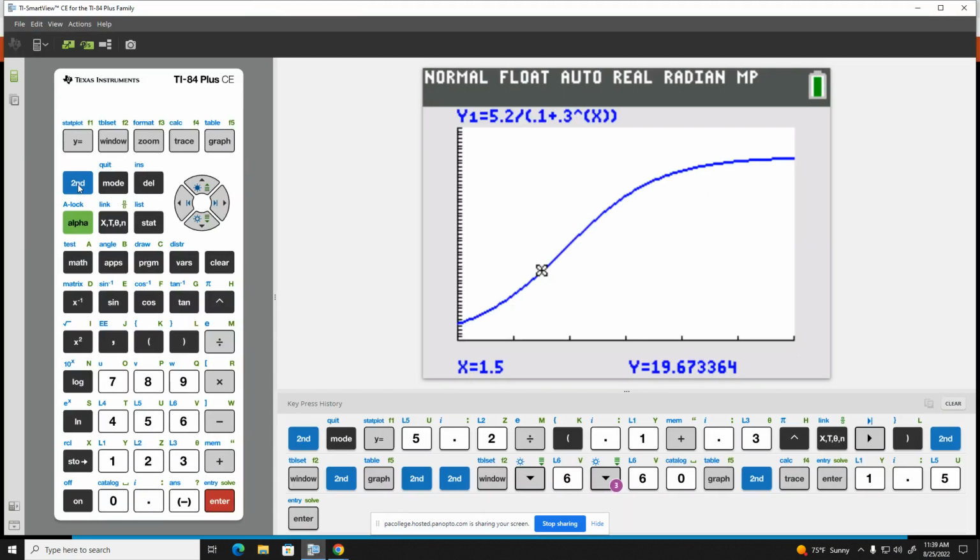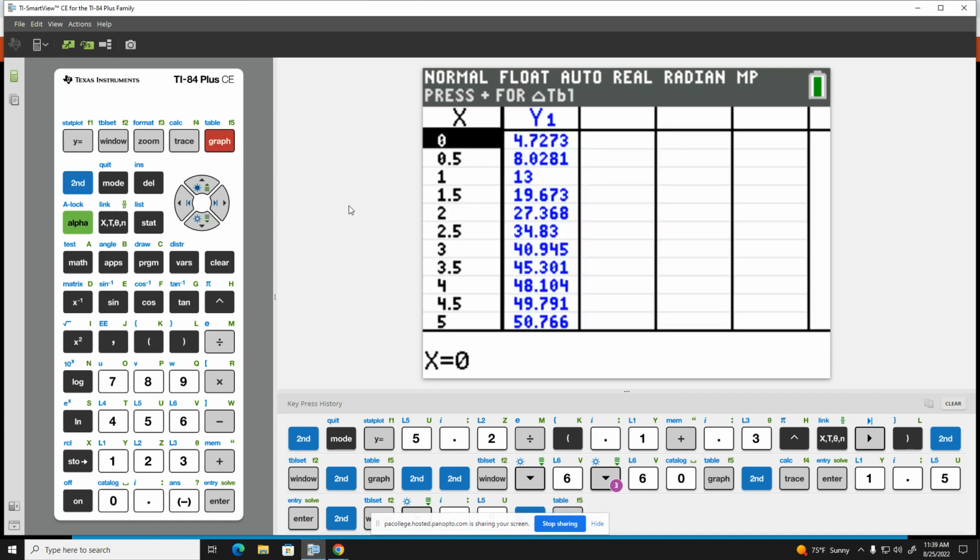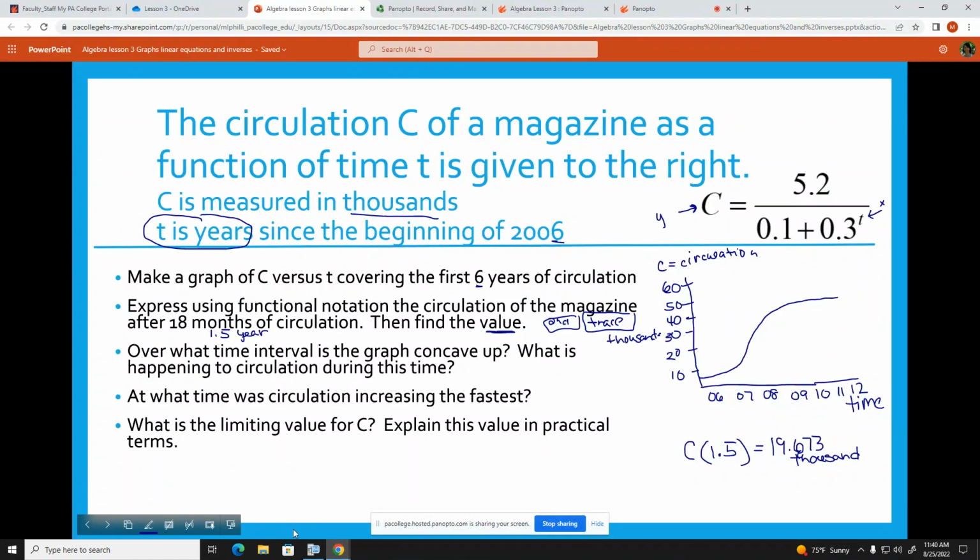So I can do what I've been doing. So second table setup, started at 0, and I want to see at 1.5. So I'm going to have to go up by half years. And then I can take a look in my table. And so here I see at the 1.5, the 19.673 that I saw before. So I can adjust my table to see that answer, or I can use the menu, the calculate menu.